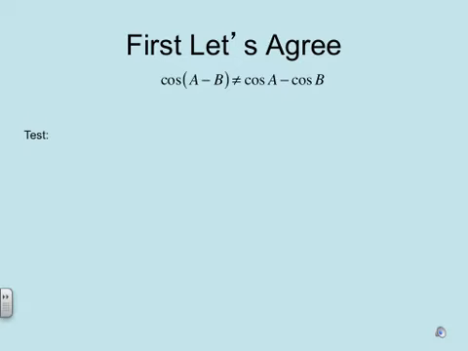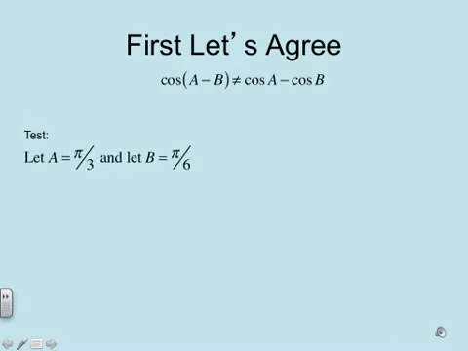And this occurs every year. Students want to do this because it's convenient and it looks similar to something you've done before. It looks like distribution. But you've got to remember, you only distribute when you're talking about multiplication. And we're not talking about multiplication when we're doing trig functions. But let's just test one set of values for A and B to show you that this is not true, and hopefully you'll never even think about doing it again.